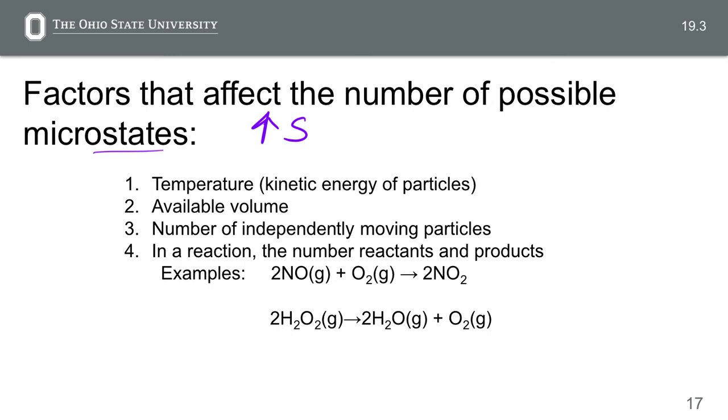So we have 3 moles of gas on the reactant side and 2 moles of gas on the product side. In our second equation, we have 2 moles of hydrogen peroxide, 2 moles of gas forming 2H2O plus O2. So that forms 3 moles.